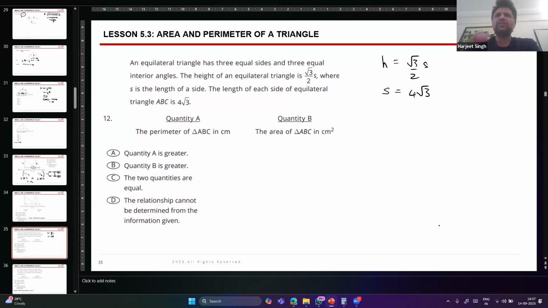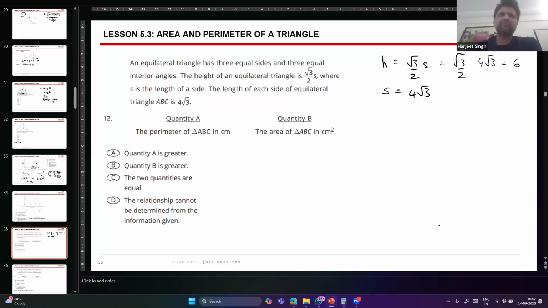So we know h is a function of s, which is the side, and we also know the side is 4 root 3. So what is h? Root 3 by 2 into 4 root 3. So can I say 2 into 3, which is 6?